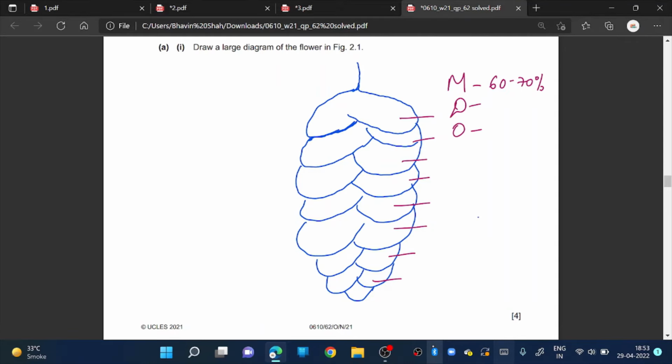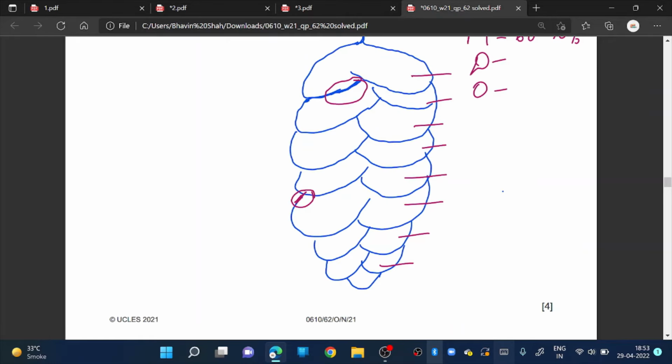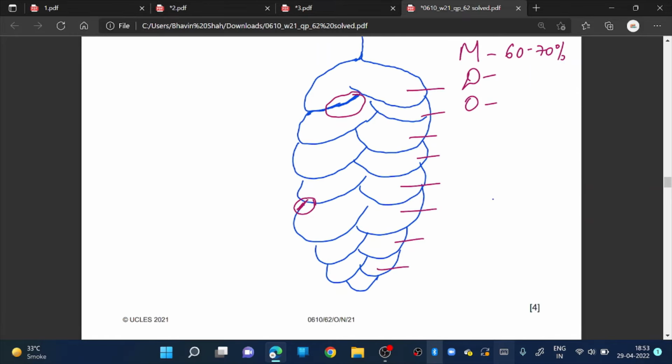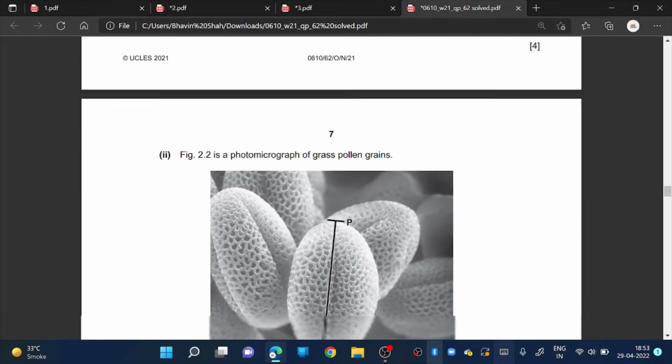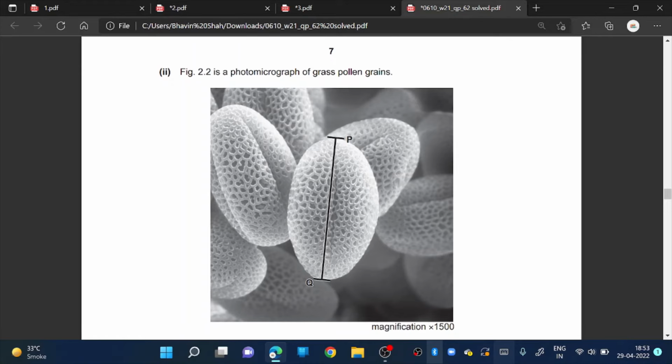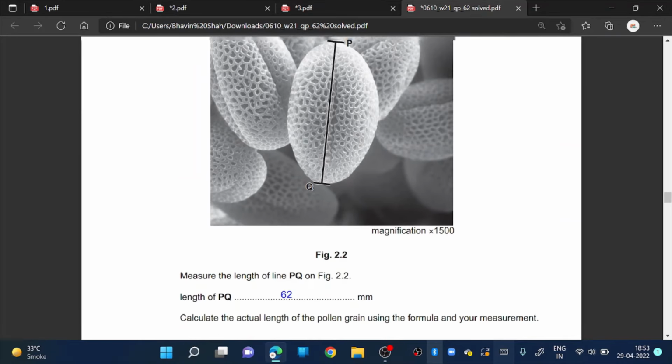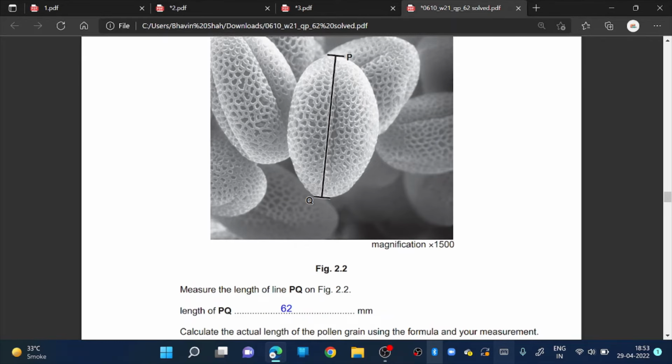Another point which is provided is for the outline. Now you need to be very careful, which I have deliberately done over here: you are not supposed to do any overwriting. You are not supposed to break the line. It should be one proper solid line. The other thing is that it should look like the diagram which is already provided. So this is the 4 marks for the diagram. Next question is for figure 2.2, a photograph of a grass pollen grain. Measure the length of the line PQ. You will start measuring it at the top.